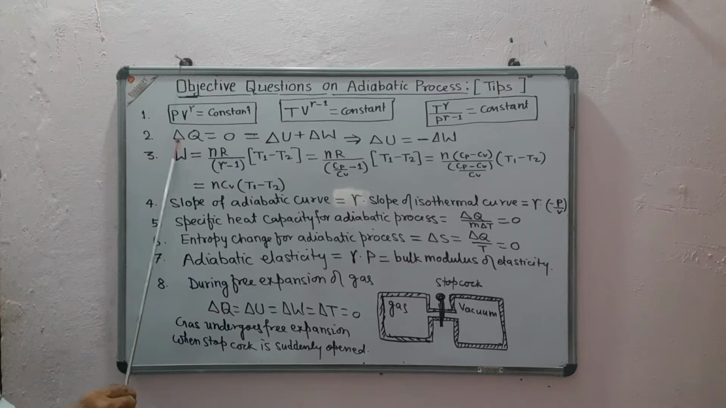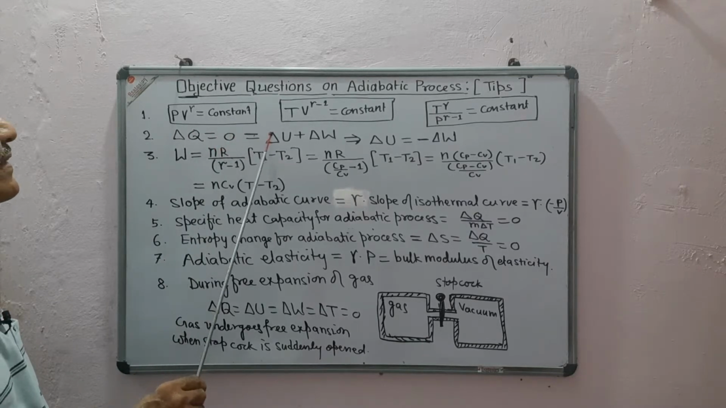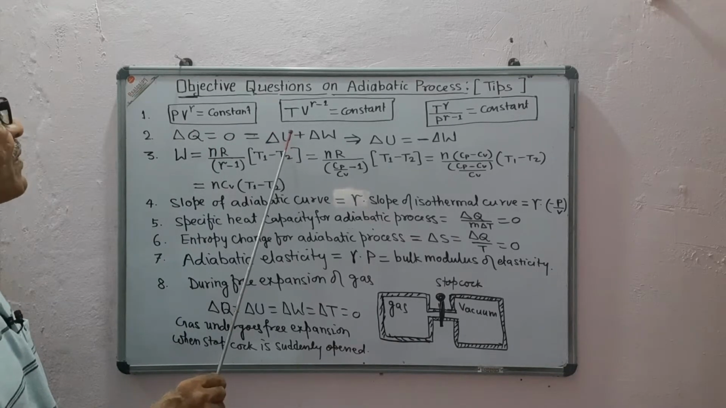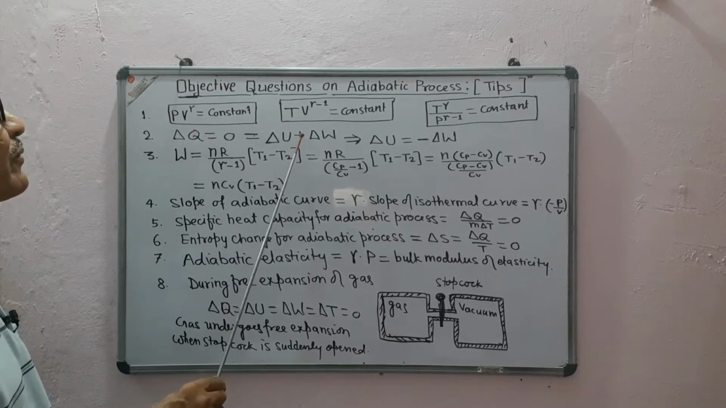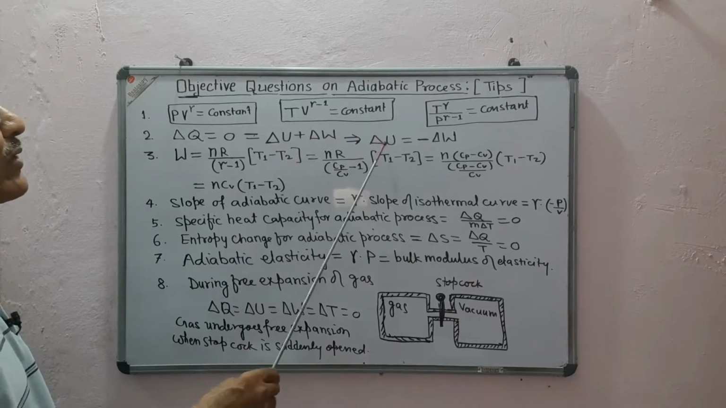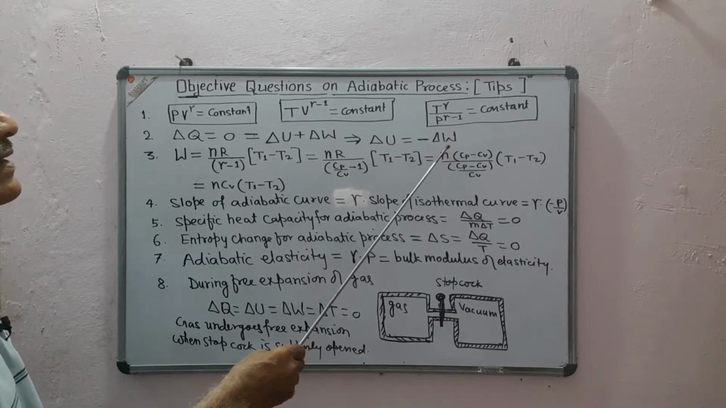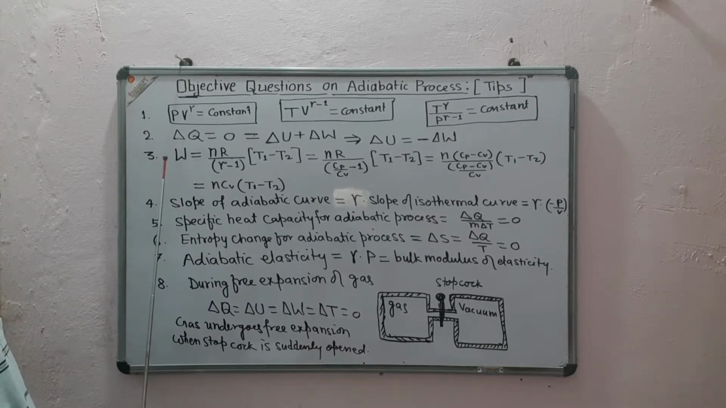Now for adiabatic process, change in heat dQ is 0, and from the first law, dQ is equal to delta U plus delta W. Because dQ is 0, therefore delta U will be equal to minus delta W.